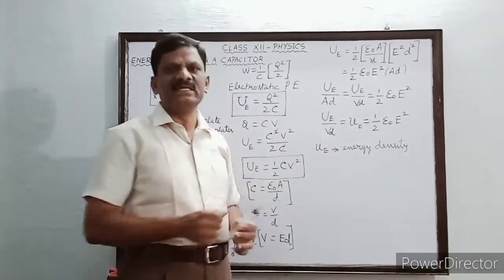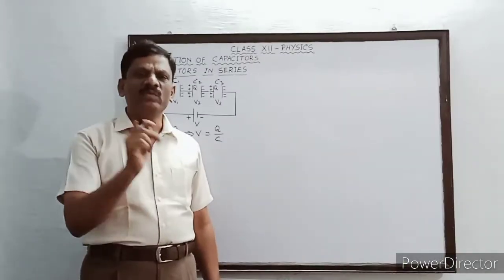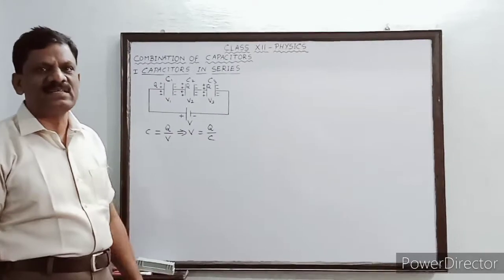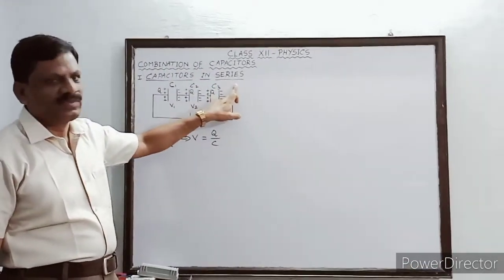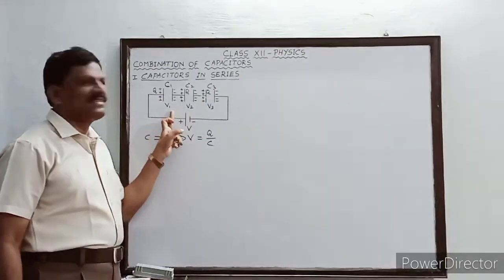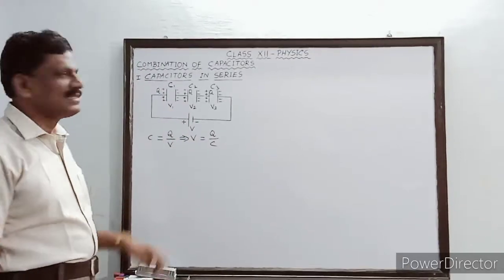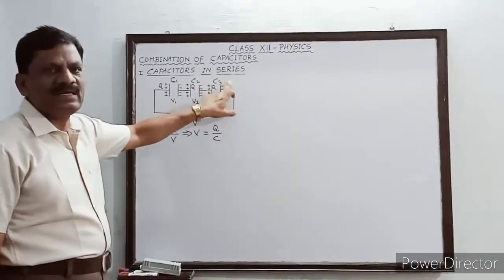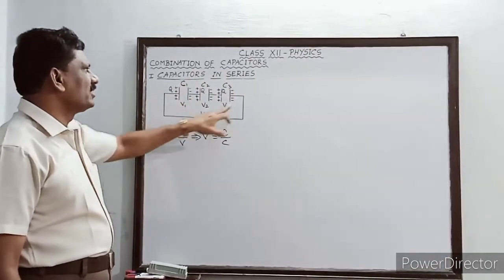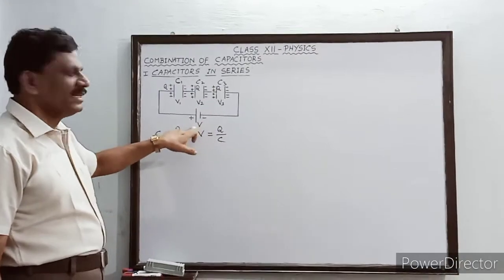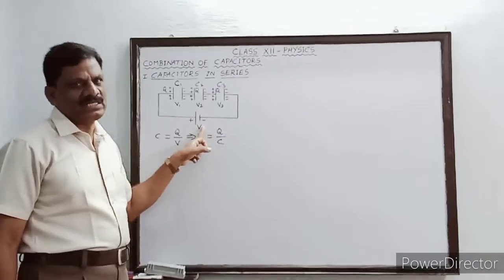Now shall we go to the next topic? We are going to study the combination of capacitors. Okay, fine. Now we are going to discuss the combination of capacitors. First one is capacitors in series. So the picture consists of three parallel plate capacitors having individual capacitances C1, C2 and C3. They are connected in series, and the combination of these capacitors is connected across a battery of potential difference V volt.